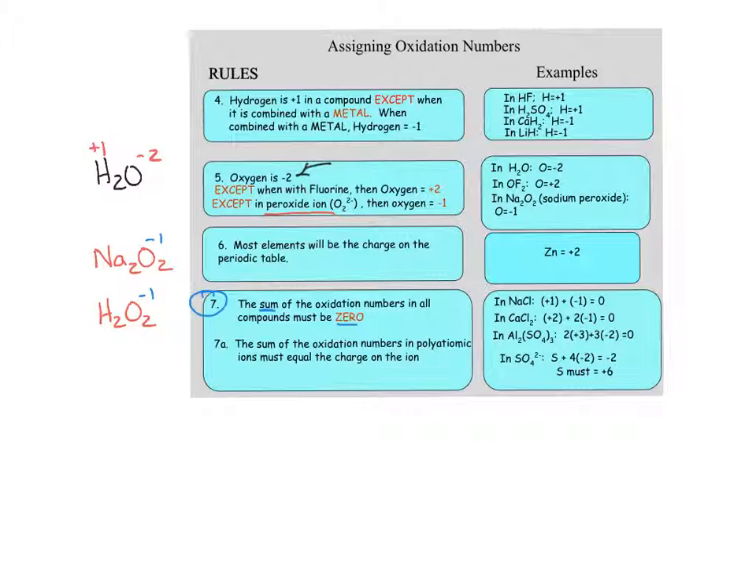So let's say we're going to do one of these. Let me make this smaller. All right, let's say we take NO. Now if we look at our periodic table, nitrogen has a ton of charges to pick from.